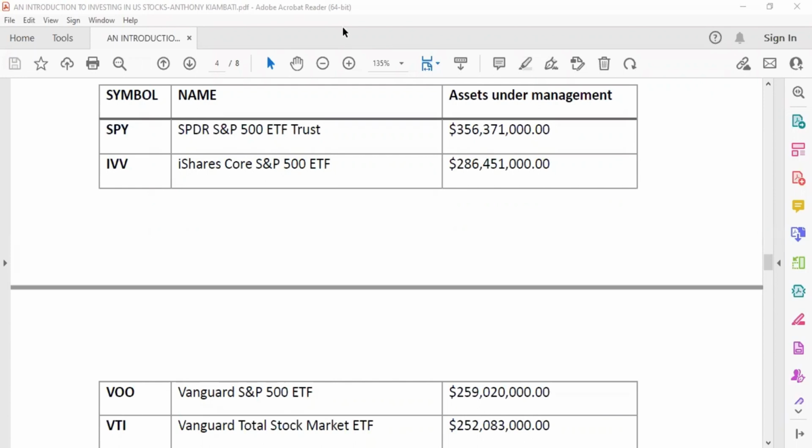I want to give you some assignment. Search for inverse ETFs. Also search for what we call leverage ETFs. So search for those ones. And then there's something I'd like to mention.